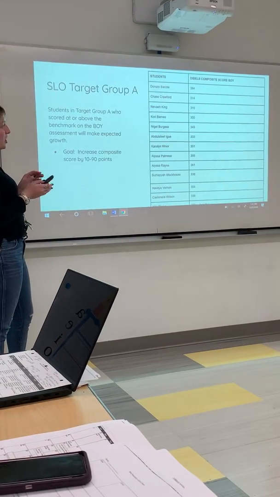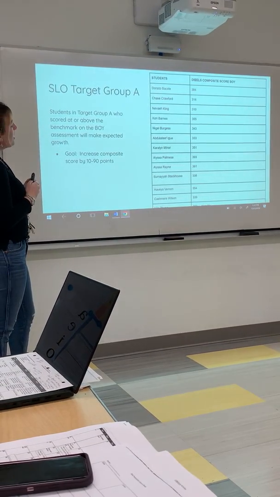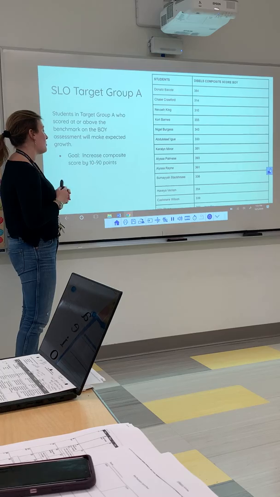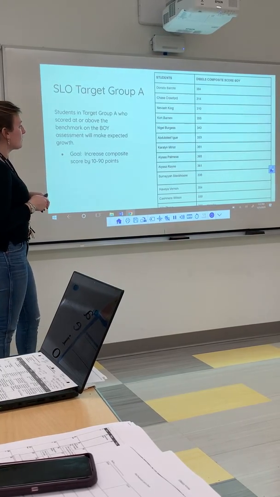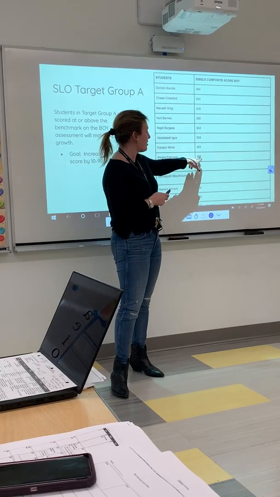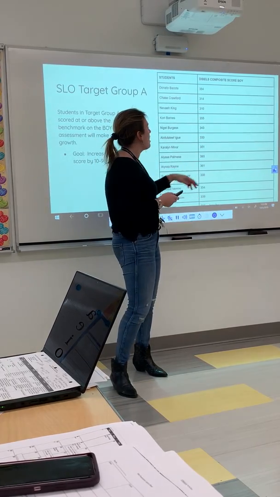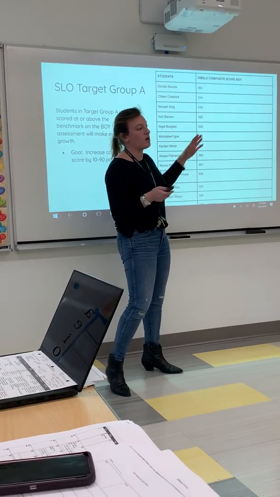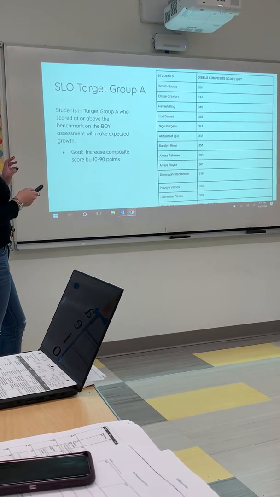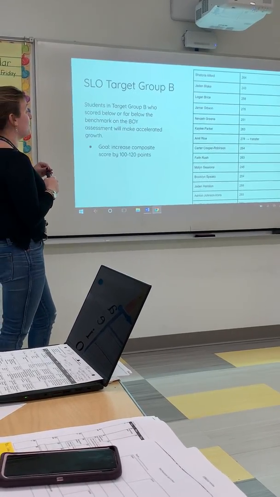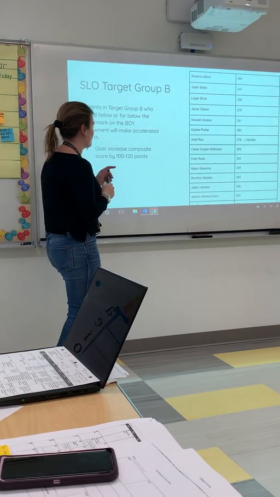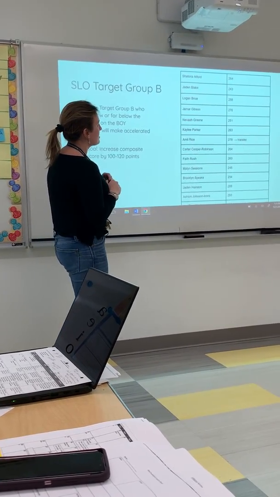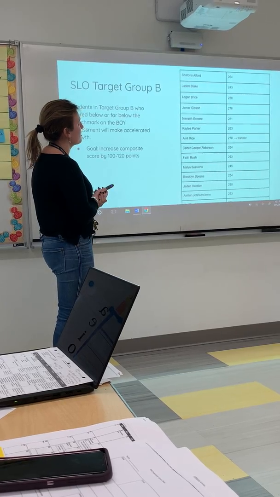Okay, so this is just for my SLO, how I grouped them. We had to do the composite score and my target group A. The goal is to increase their score by 10 to 90 points. My highest scoring kid had a 393 and her goal was like a 402. But my lowest one within this group was a 310 and had to also make it to right around 400. So I grouped it that way. My target group B has to make a significant amount of growth, so 100 to 120 points. The goal is to get them all in the 300 range for their composite, which is going to be challenging for some of them.